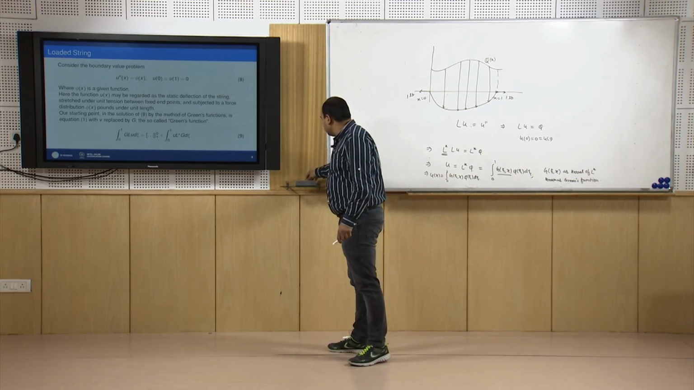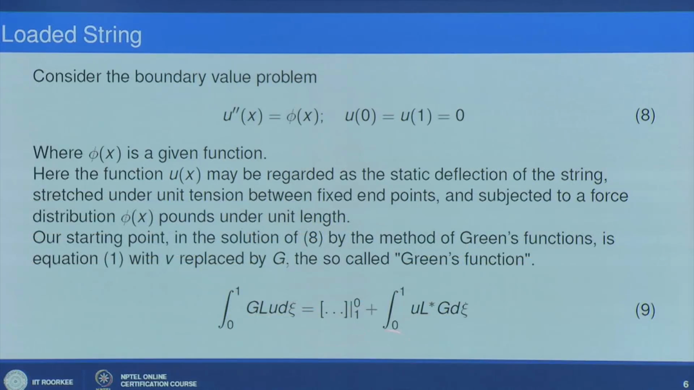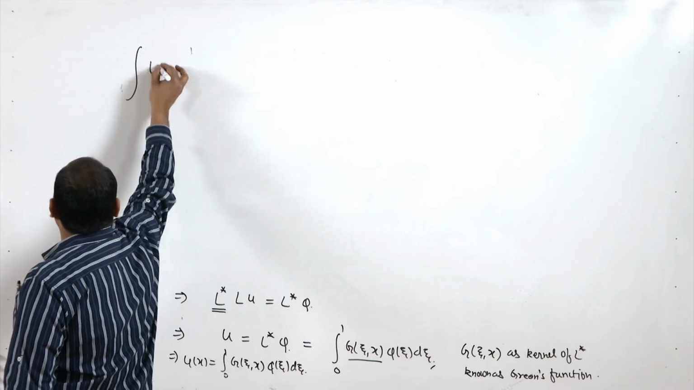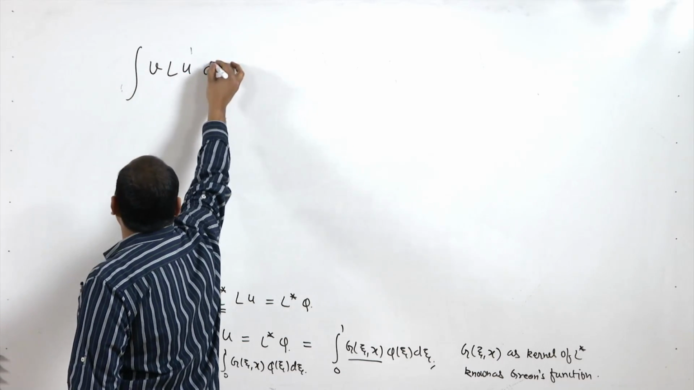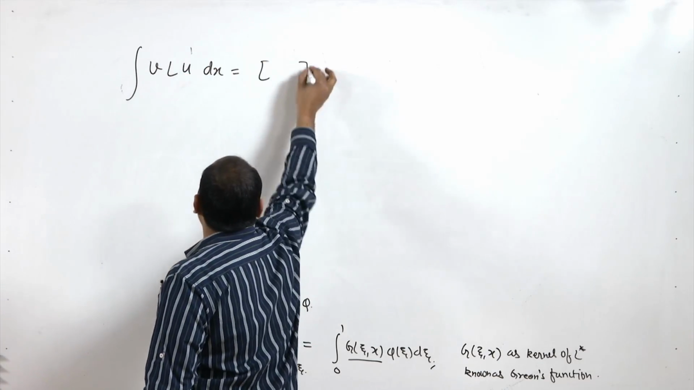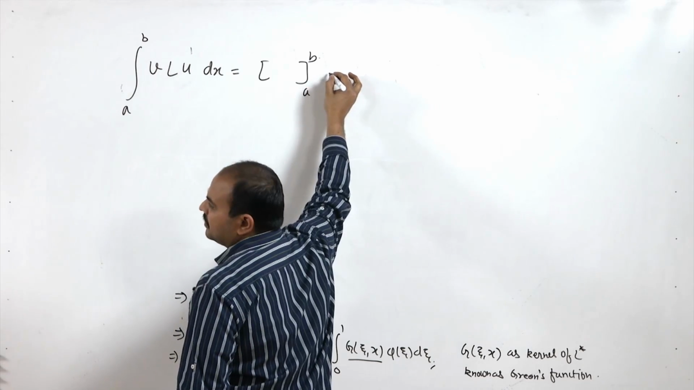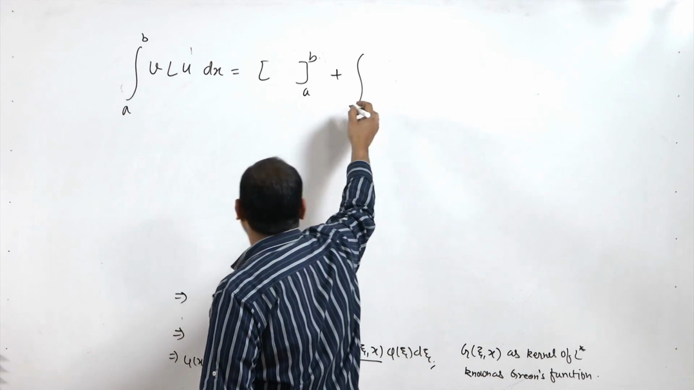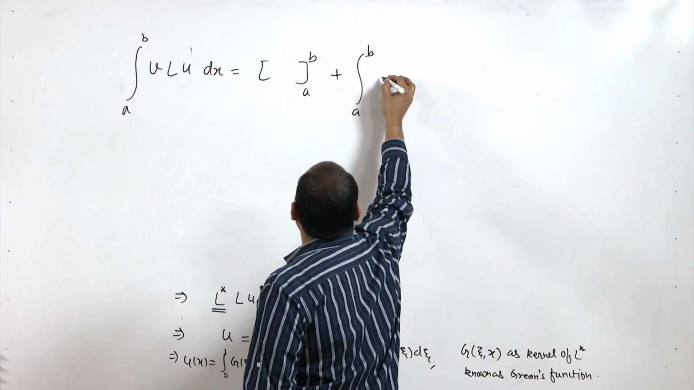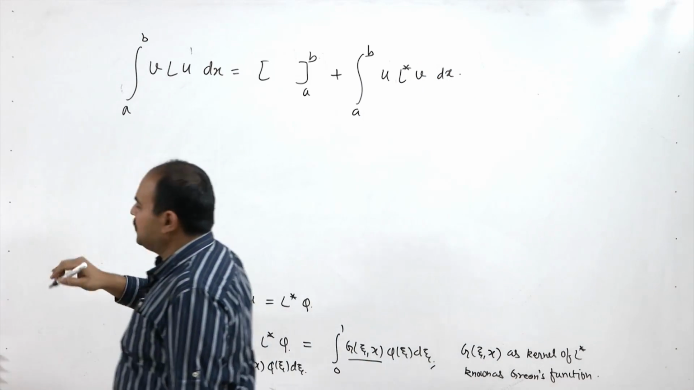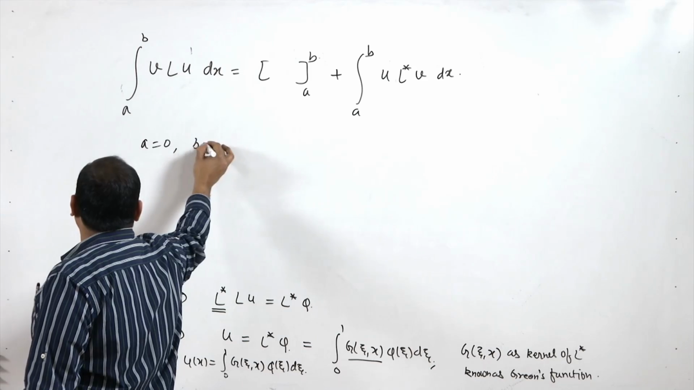So how to do it? For that we use this relation which is known as Green's formula. You remember the process of finding the adjoint operator. What we have done there, we have the integral of v Lu dx, and we have written it as some boundary terms between a to b, if the limit is a to b, plus the integral from a to b of u L star v dx. Now in this particular case a is 0 and b is equal to 1.